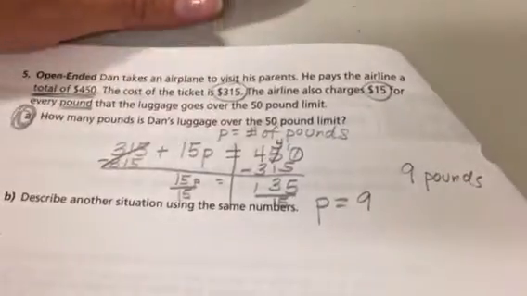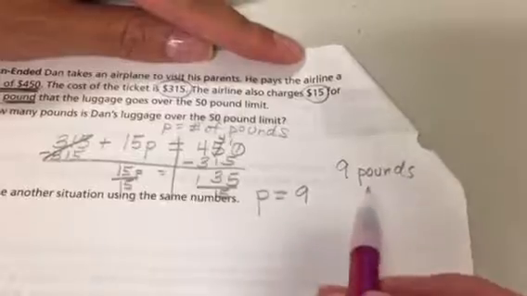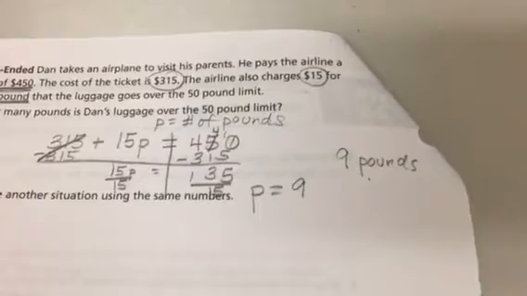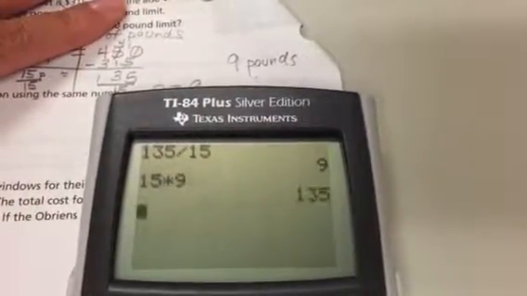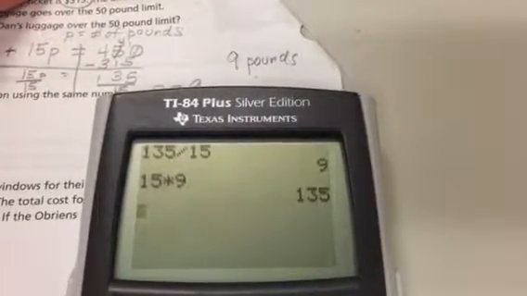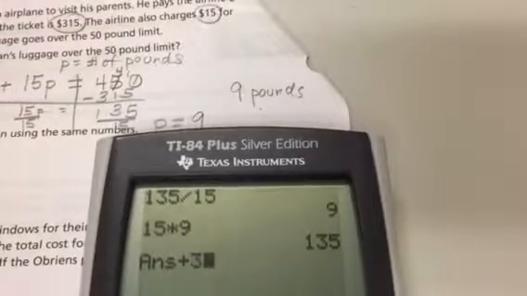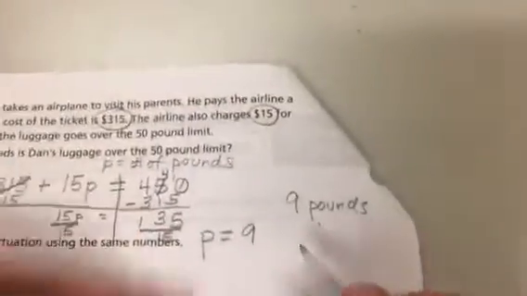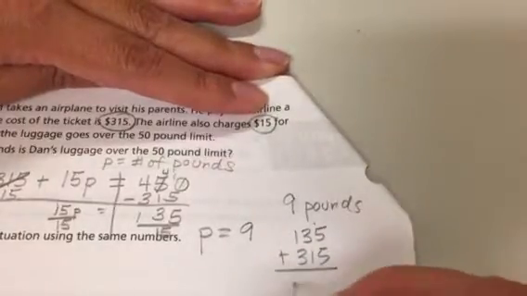Now, if I want to do a quick check, I could say, well, it's $15 for every pound over. So if I double check, I would do 15 times the 9 pounds, so it's $135 just for the luggage fee, plus I have to pay for my ticket, which is $315, and that gets me to the total of $450. So I know I'm right. It's $135 plus $315, which is $450.